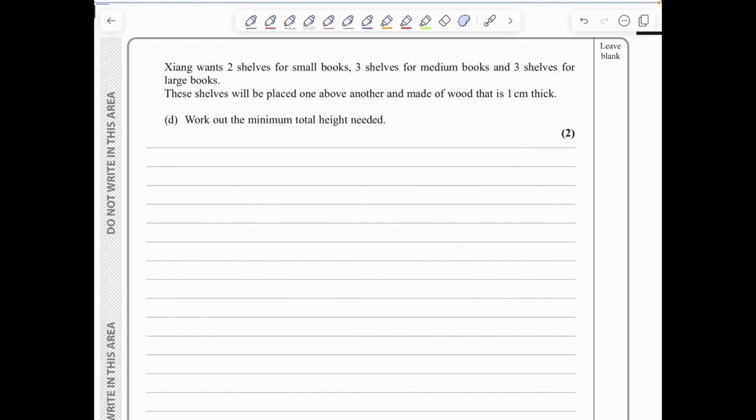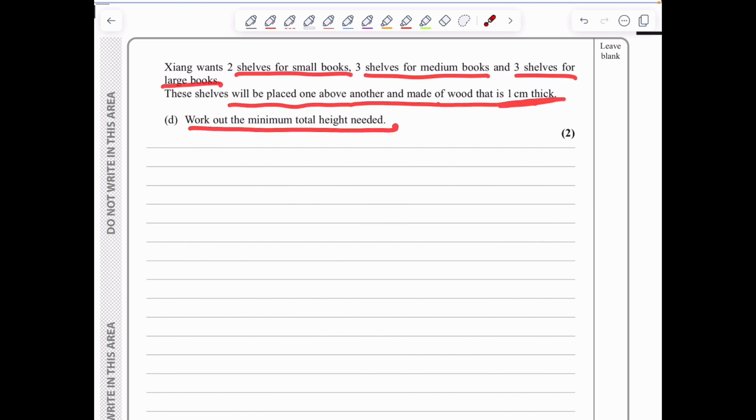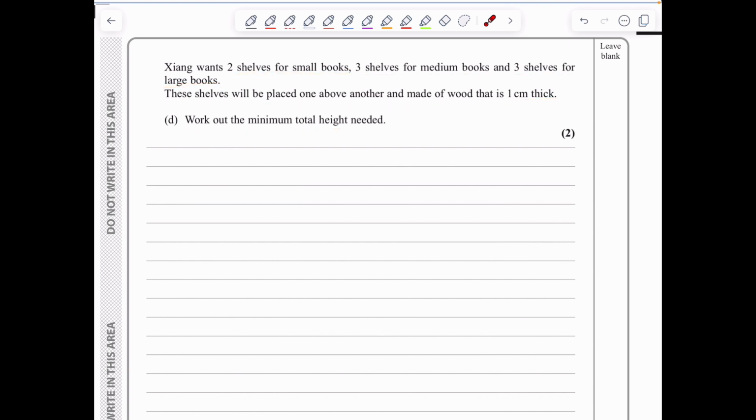In part D, we want 2 shelves for small books, 3 shelves for medium books, and 3 shelves for large books, and these will be placed one above another and made of wood that is 1 centimeter thick, and we need to work out the minimum total height needed. Well, based on the work we carried out up to now, we know that small books are between 16.1 and 21.4, medium are between 21.4 and 25.8, and large between 25.8 and 30.8.